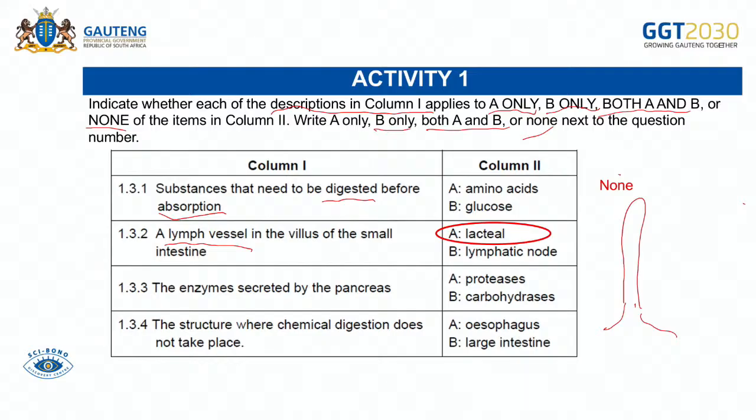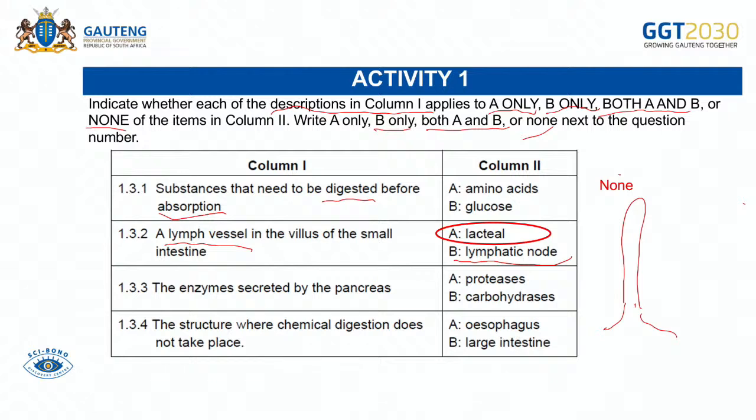Somebody might be asking, oh, lymphatic nodes. They have to do with how the body defends us from infections. That's the lymphatic nodes. They swell up to fight any form of high levels of infections in the body. But the lymph vessel in the villus is called the lacteal.